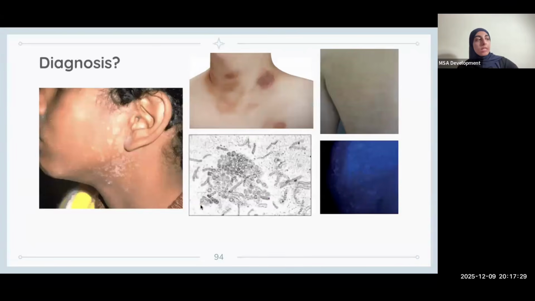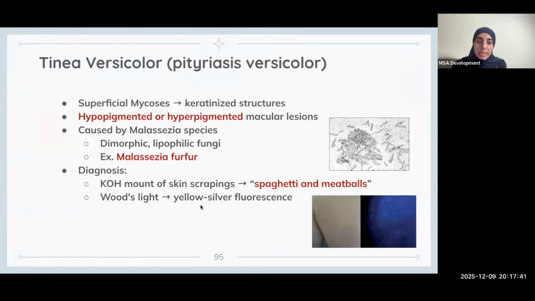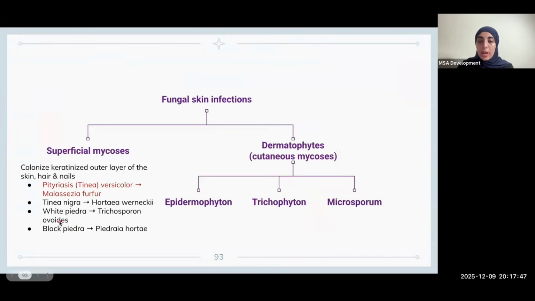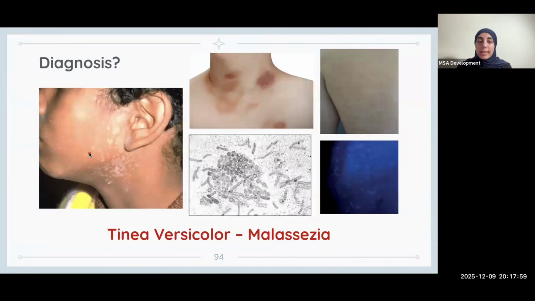Starting with the first one, what is the diagnosis? This is tinea versicolor caused by Malassezia. So what is tinea versicolor? It's a superficial mycosis, as we said here, it's part of this group, okay? And it affects the keratinized structures, and it causes these lesions that can either be hypopigmented or hyperpigmented. On someone who is dark-skinned or more tan, the lesions will look hypopigmented, like this over here. On someone who has a more fair skin, the lesion is going to look hyperpigmented, like here or here, okay?